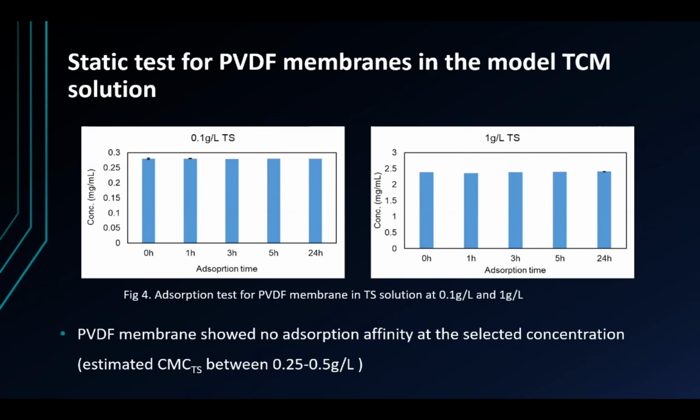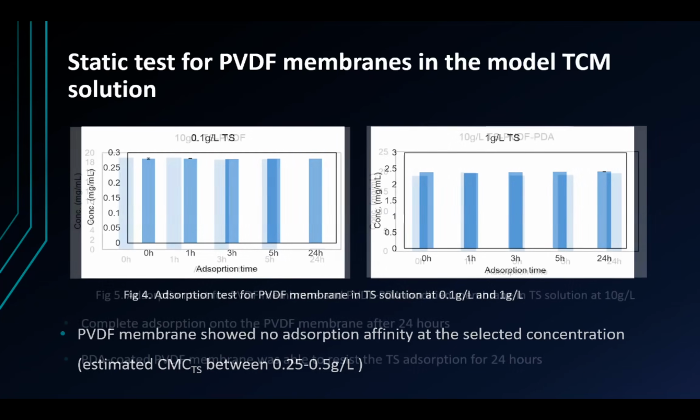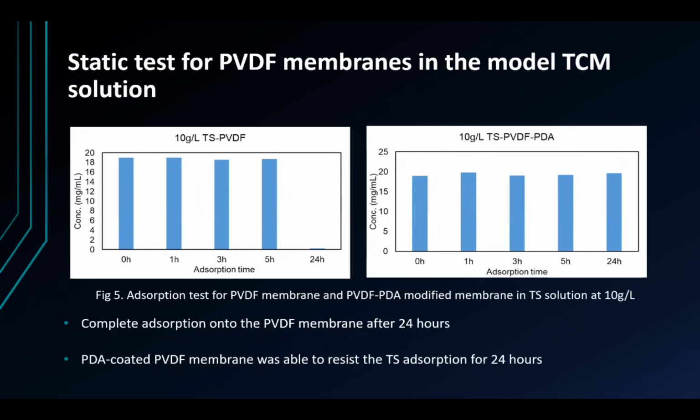During the static test for PVDF membrane in T-saponin solution, we chose a value of 0.1 and 1 gram per liter as the concentration below and above the critical micelle concentration. We observed that PVDF membrane showed little absorption affinity to the T-saponin solution in both cases. However, complete absorption was observed in T-saponin solution of 10 grams per liter after the 24 hours test.